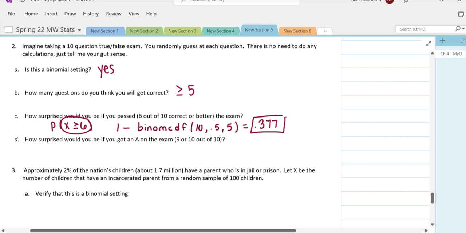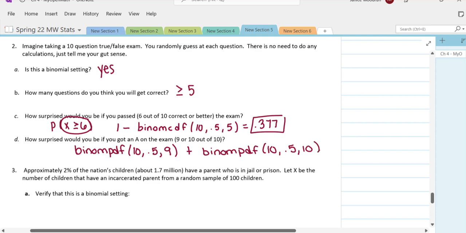And then how surprised would you be if you got an A? 9 or 10. Very surprised. So for that probability, you could do 1 minus binom CDF for 8, but probably easier here to do the PDF of 9 and 10. So binom PDF of 9, the probability of getting 9 right, plus the probability of getting 10 right. So that would be 10, 0.5, and 10.